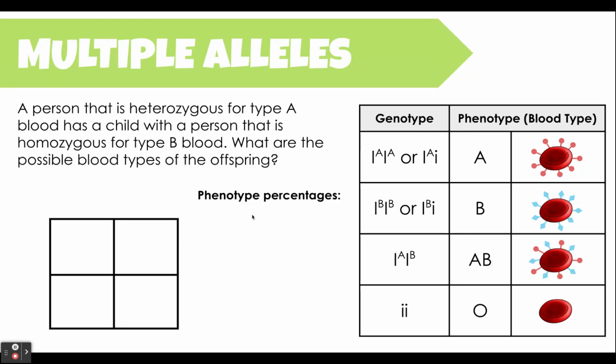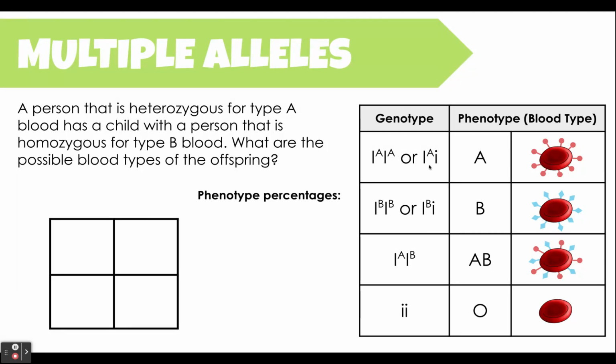So if you practice this, here's a little word problem about a blood type problem. It says a person that is heterozygous for type A blood has a child with a person that is homozygous for type B blood. What are the possible blood types of the offspring? So first, we're going to fill in across the top the genotype for the parent that is heterozygous for type A blood.